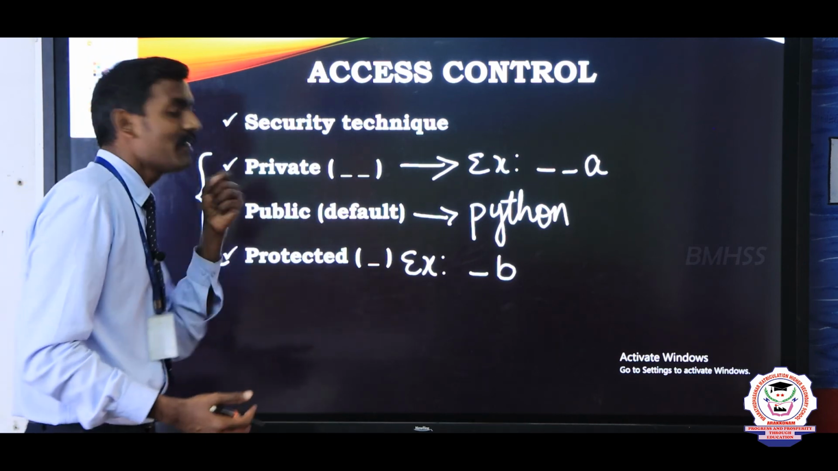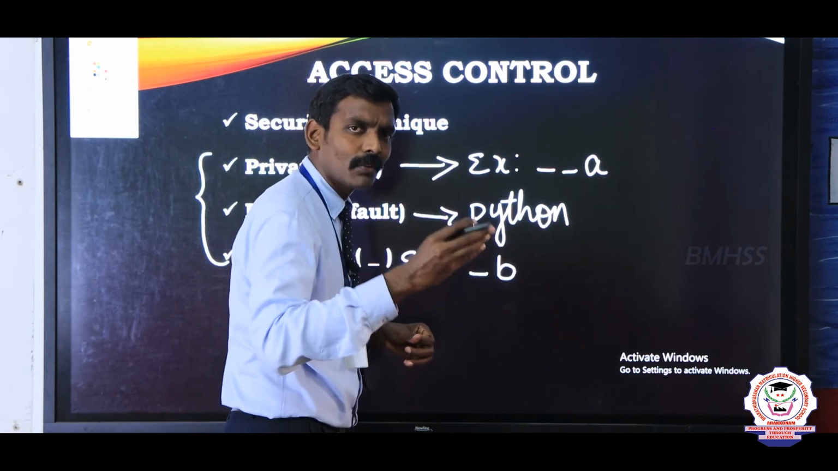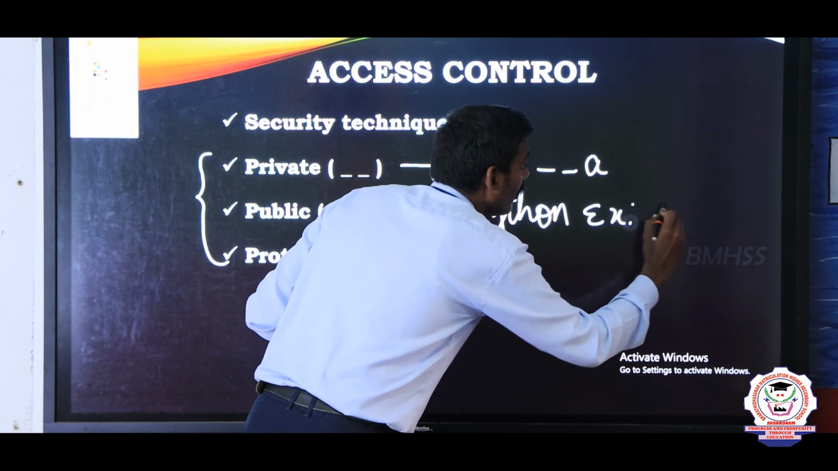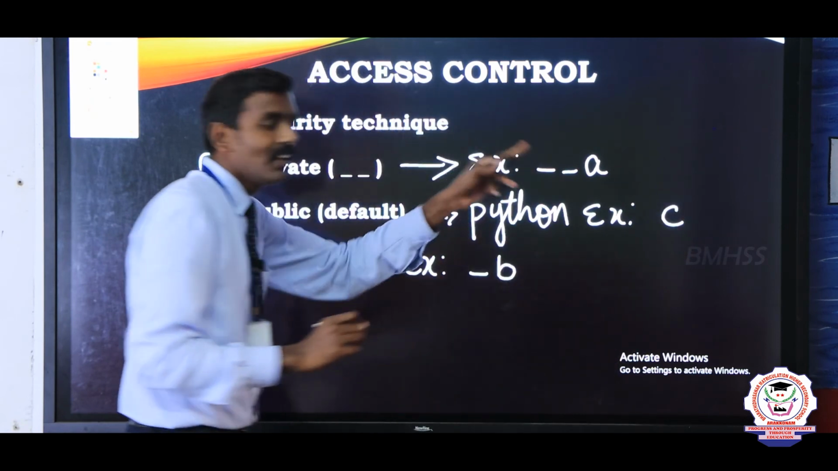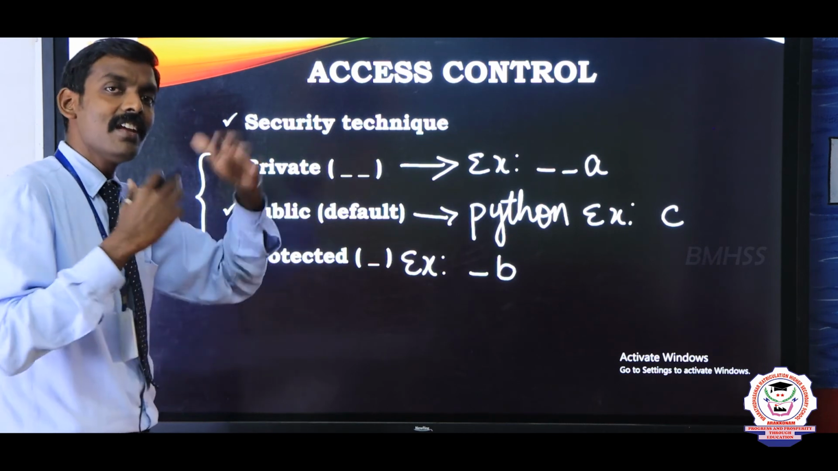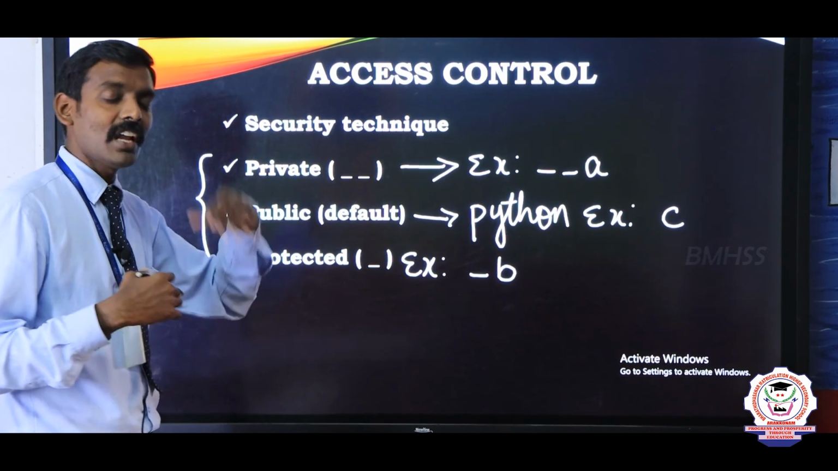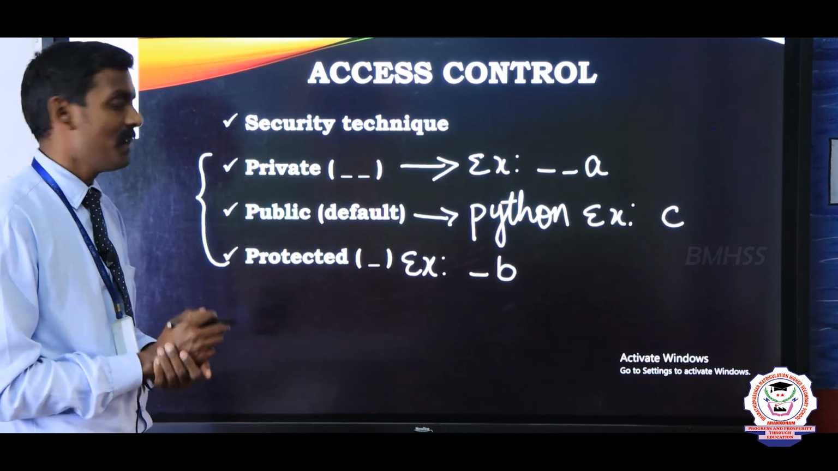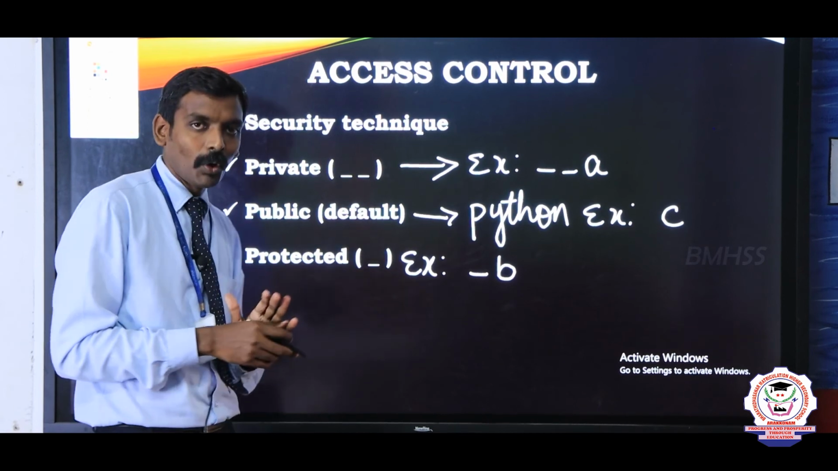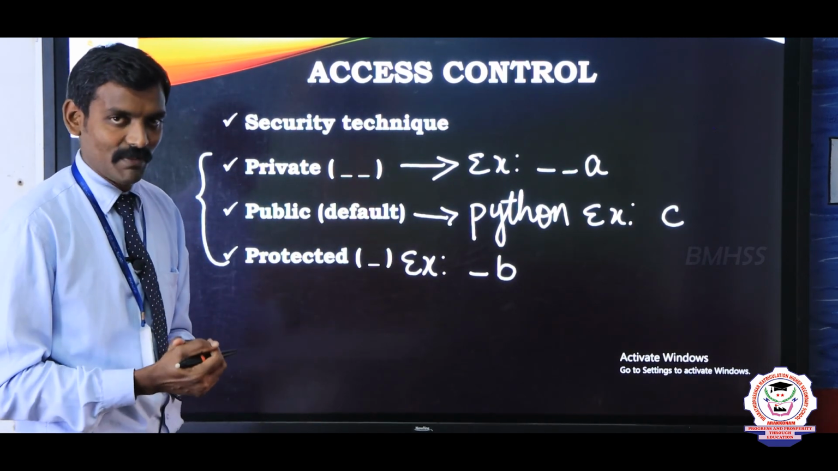But in a public variable, there is no need to specify any single underscore or double underscore. Example, c. Here c is a variable declared as public. This can be accessed anywhere in the Python program, anywhere in a function or in a class, whatever it may be, we can access it everywhere. These are the access controls. Access control is used for the scope of a variable.